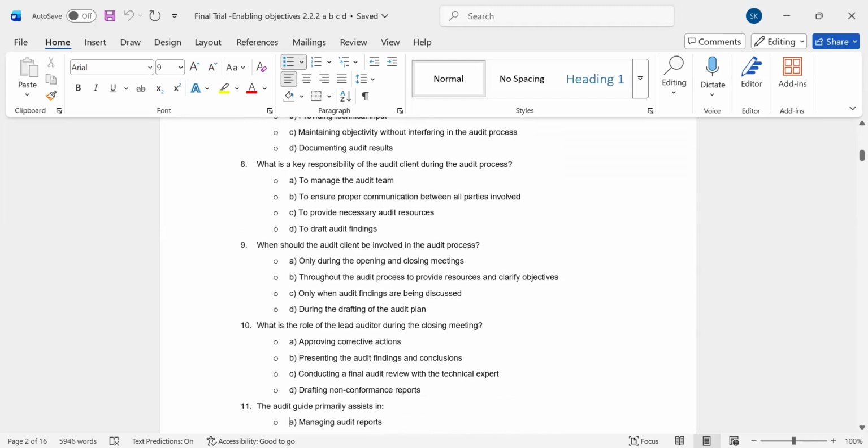Question number 8. Right. What is the key responsibility of the audit client during the audit process? A. To manage the audit team. B. To ensure proper communication between all parties involved. C. To provide necessary audit resources. D. To draft audit findings.